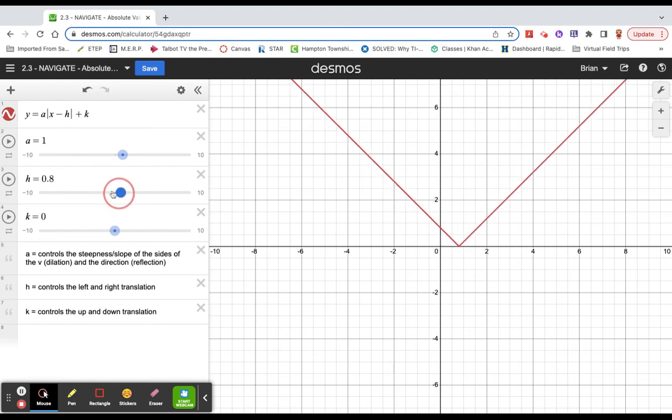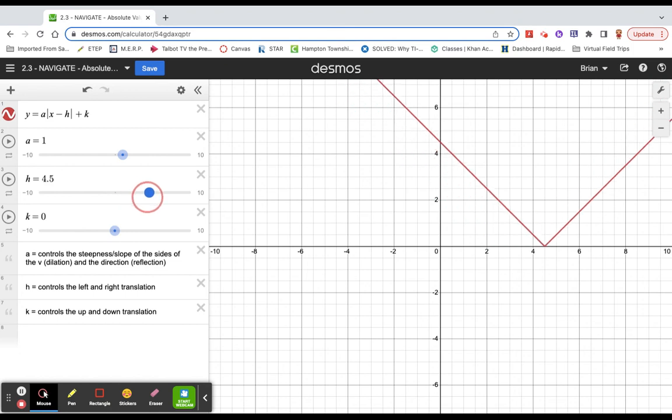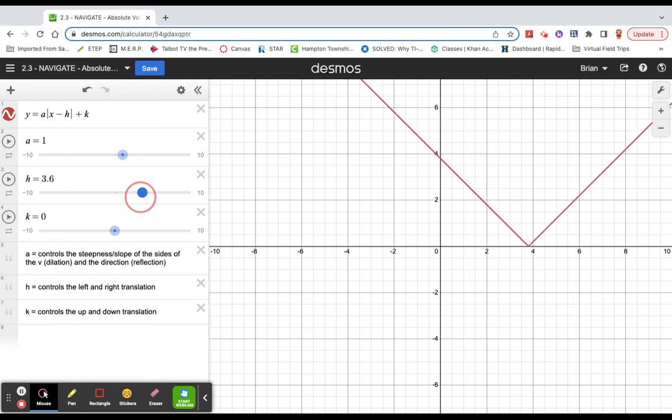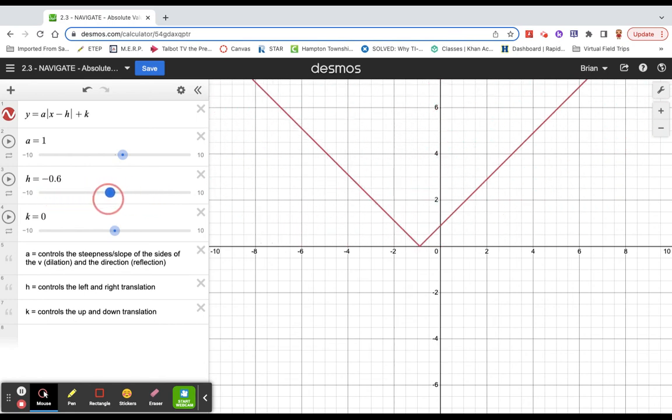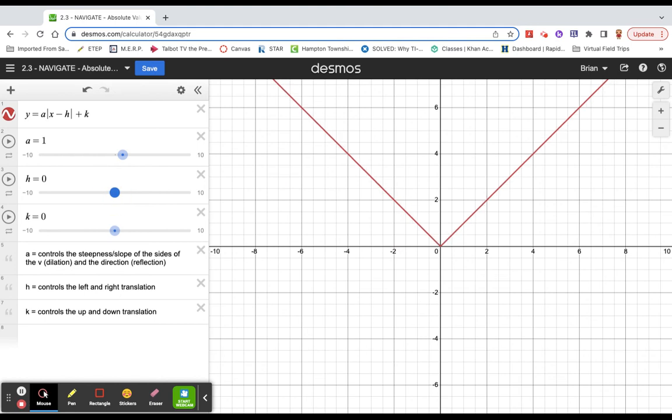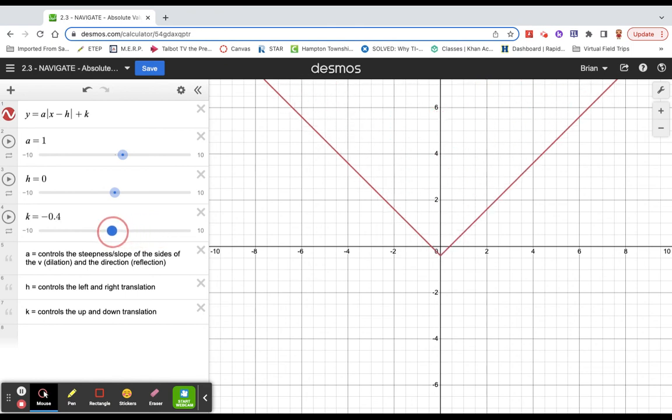If I go to the right and increase my H so that it's positive, I'm going to move to the right, and all the way back to the left, I can slide my graph to the left. But again, remember that the general form has the minus sign in it. Lastly, we're looking at the K. The K has a plus in front of it. Positive values of K move us up. Negative values of K move us down.